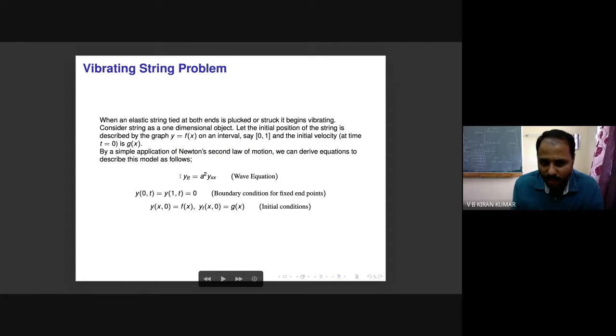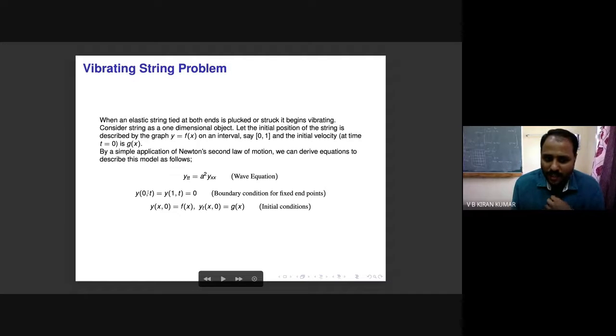So this is the wave equation. That means the second derivative of y. So y equal to y of x, t is the function which we need to determine. It will satisfy this second order differential equation: y_tt is equal to a squared times y_xx, where a is a fixed constant. And what are the boundary conditions?